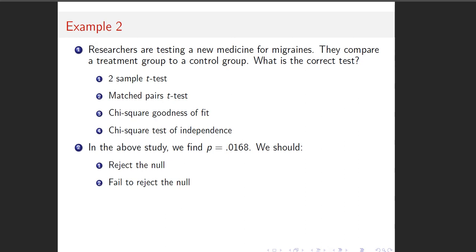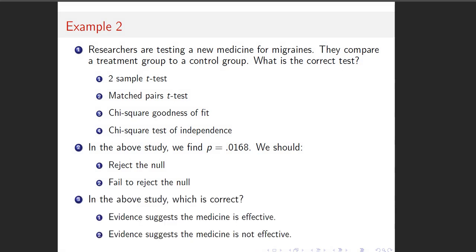Okay, you should probably take a couple seconds to try to answer this question. So pause the video if you need to. We're going to reject the null, right? This is less than 0.05, which is our standard alpha. So we're going to reject the null. And then what about this question? So in the above study where we're doing medicine, a treatment versus control group, which is correct?